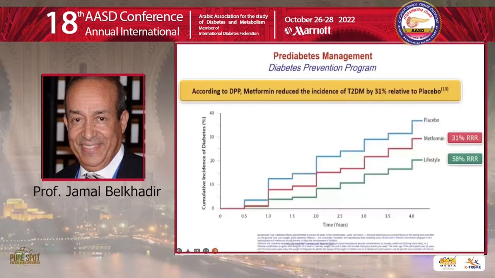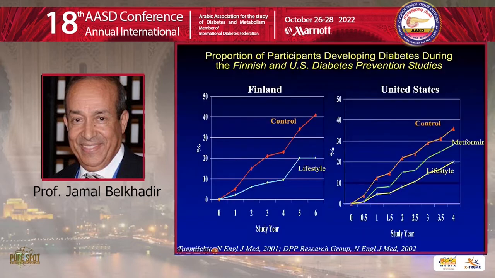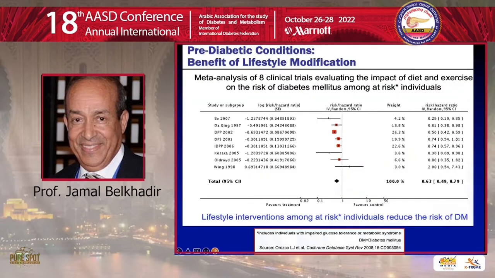The diabetes prevention program has shown for a long time the importance of lifestyle. According to this program, metformin reduced the incidence of diabetes by 32%, lower than lifestyle, which reduced the risk by 58%. The same results were observed with the US and Finnish studies. The efficacy of lifestyle is also demonstrated in the meta-analysis of different studies.